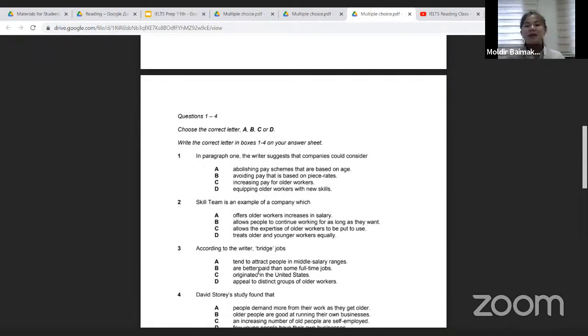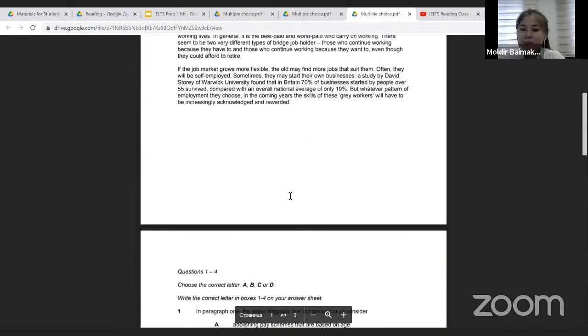You see, you have to be cold-blooded here. So is it originated? No, it's not. Even though lots of people do this, still it's not originated. So you have to be really rational, cold-blooded. Okay, so this is multiple choice.